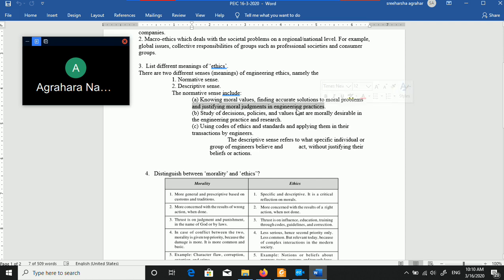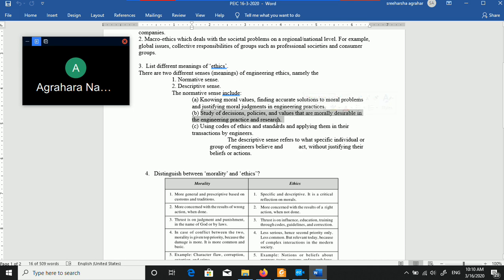Whether a particular circuit that we have designed will harm the nature? Is it in the acceptable limits? That is what we are thinking here. Is it morally correct, what we have given as the solution? That is what we are thinking. Study on decisions, policies, and values that are morally desirable in engineering practice and research.